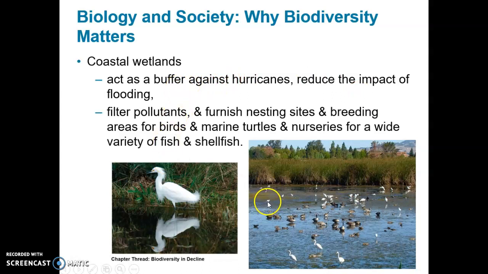And in doing so, as the water percolates through a wetland, it helps the aquatic ecosystems there filter pollutants, furnish nesting sites for numerous birds, but also marine organisms like turtles, and nurseries for many species of fish and shellfish, some of them being marine for the coastal wetlands or estuaries. So wetlands are extremely important, but many have been altered or simply destroyed by humans.